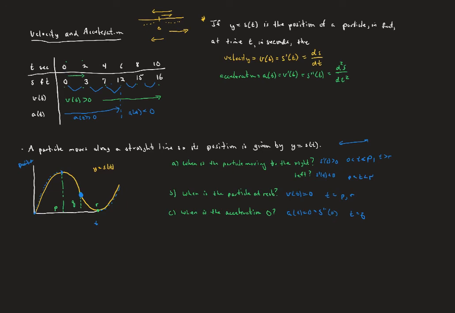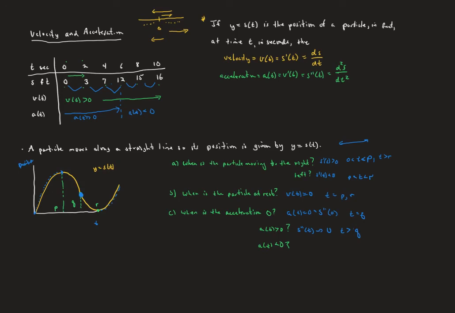So let's also ask, where is the acceleration positive and where is the acceleration negative? So I'm going to make that a question. Again, the acceleration will be positive when the second derivative is positive, and that's going to be when the function is concave up. So visually, we can see that is going to be for t greater than q. And again, we can't include the endpoint on anything to do with concavity.